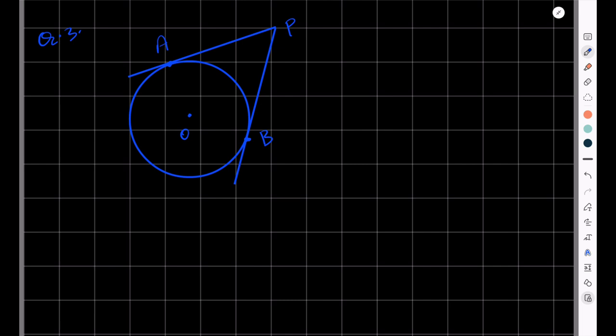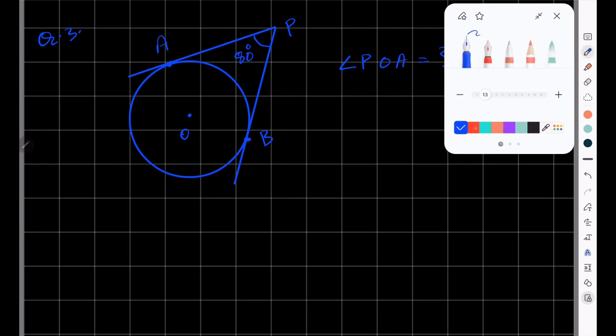And then it says this PA and PB are inclined at each other at 80 degrees. So this PA and PB are making an 80 degree angle. Then we need to find out angle POA. What will be the value of POA? This is also a very straightforward question.